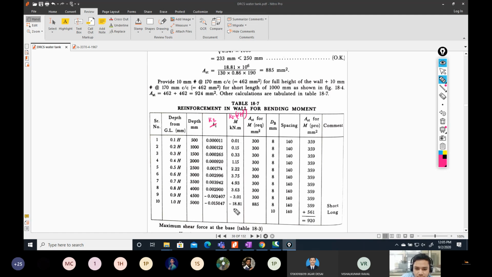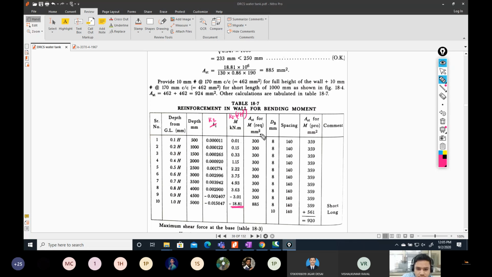Now, as you can see, we have checked it for the maximum tension. That was 18.81 at the base. So you can also find the AST required for all these heights. Since these moments are very small, the minimum steel is governing here, which was 600 mm square. So half of this is 300 mm square on this face. Okay, so 300 mm square is the required steel.